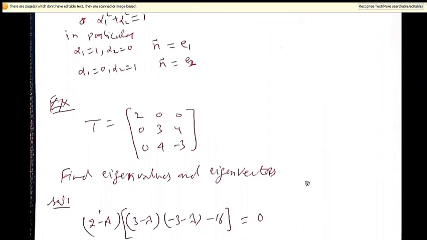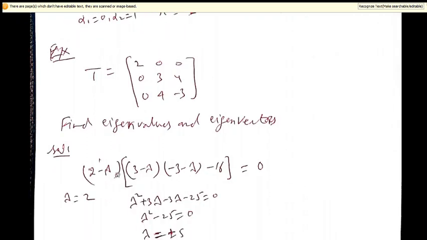So we will do another example in which you will see that all eigenvalues are different. In the first example, all eigenvalues are repeated. In the second, there are only 2 repeated eigenvalues, one is different. And in the third, you will see that all the eigenvalues are different and we will find the corresponding eigenvectors.